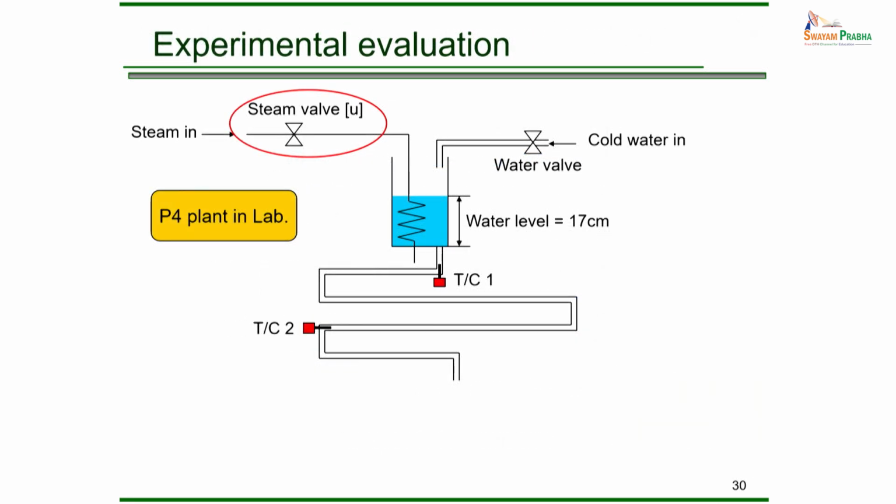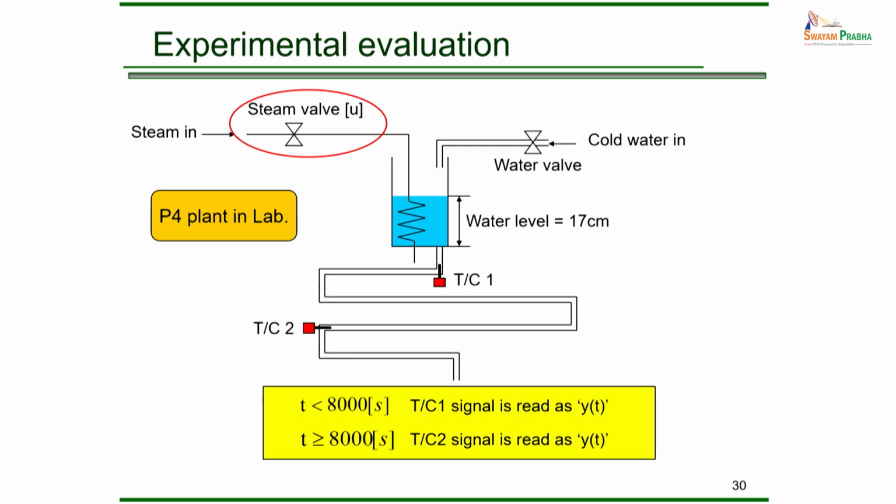Let's do this now on a computer interface pilot scale process, where we are trying to regulate the temperature by manipulating the steam valve. And what happens here is we are feeding the output, the temperature output as measured at thermocouple 1 for the first 800 seconds, and after the 800 seconds period, we're switching to thermocouple 2.